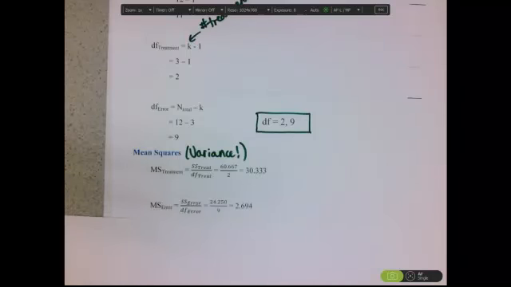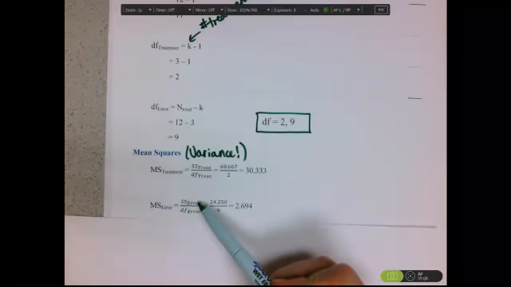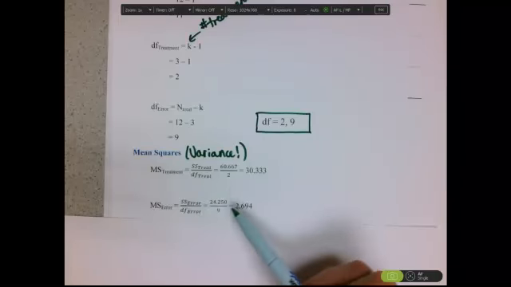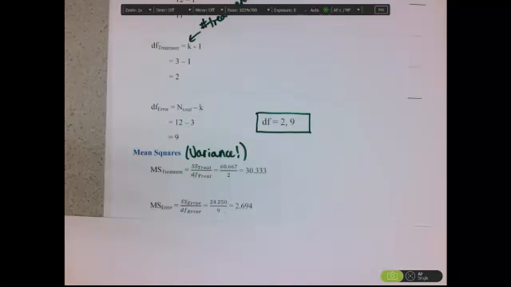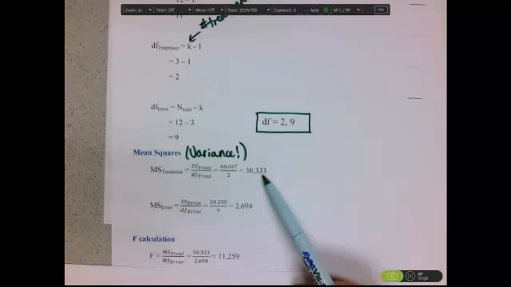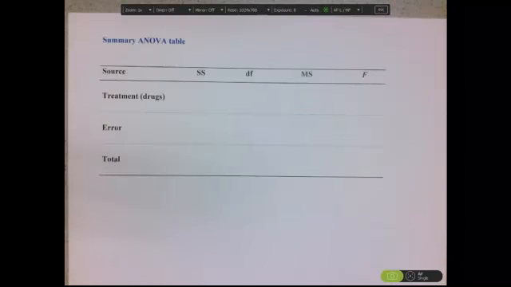Our mean square error is the sum of squares error divided by the degrees of freedom error, and these will always match. If it's error in the numerator, it's error in the denominator. So it's 24.250 divided by 9, which is 2.694. And then we can calculate F, which is our mean square treatment divided by our mean square error. So it's this value, 30.333, divided by 2.694, which is equal to 11.259.